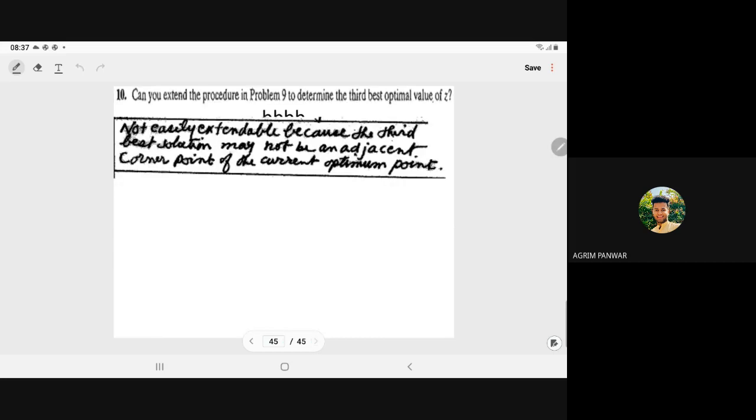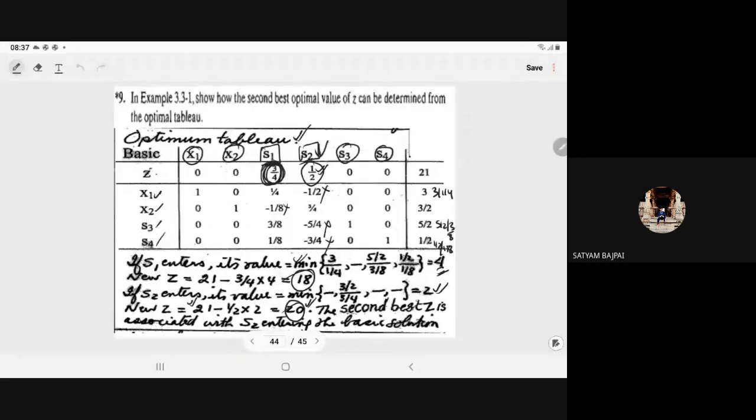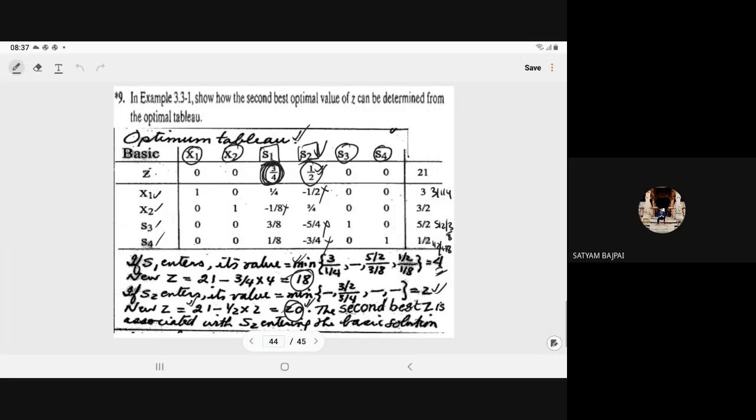Now the last part: can we extend the procedure in problem 9 to determine the third best optimal value of z? As you have seen, we have proceeded from 0, 20, 21, that is A, B, D, C. In the simplex table of the ready make problem, the first table gives z is equal to 0, the second table is z is equal to 20, the third table is z is equal to 21. So the second best we can compute. Now the question arises: from the 21, can we generate the table for z is equal to 0?